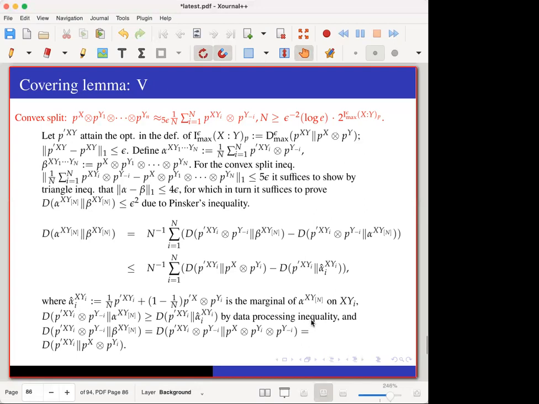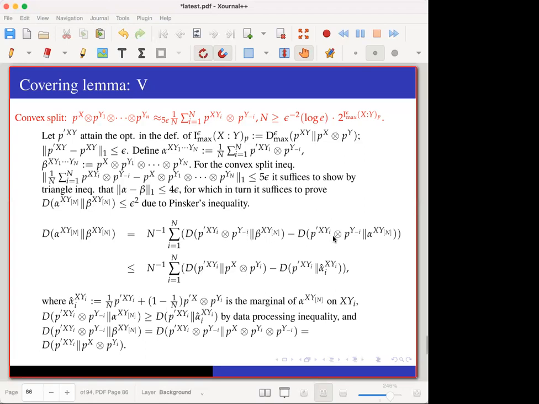So alpha hat I is the marginal of alpha on xyi, which is now clear. Now we are using the data processing inequality. If I discard the registers y minus I, then the relative entropy can only go down. So going from here to here.